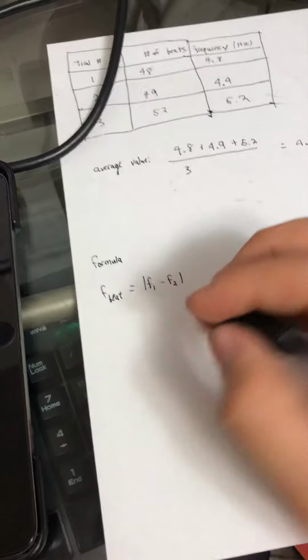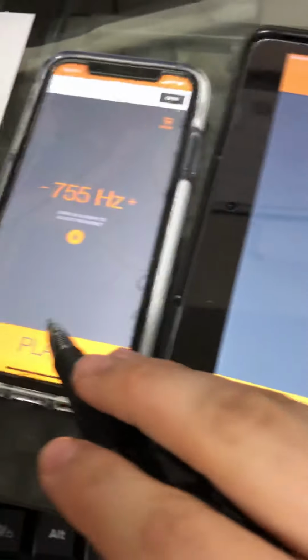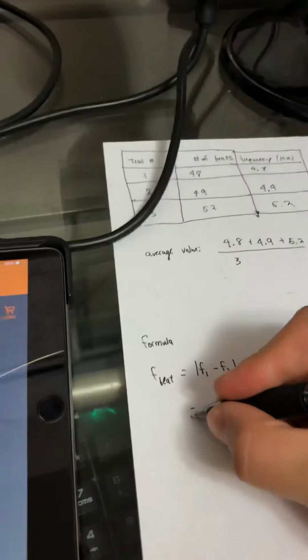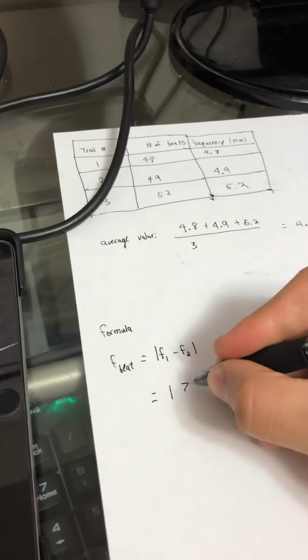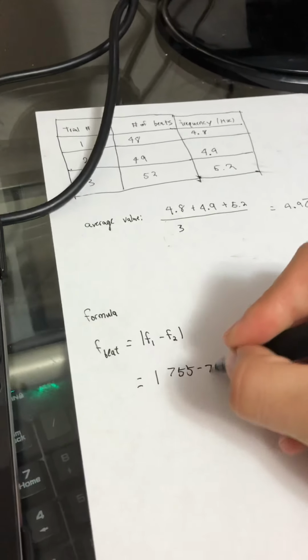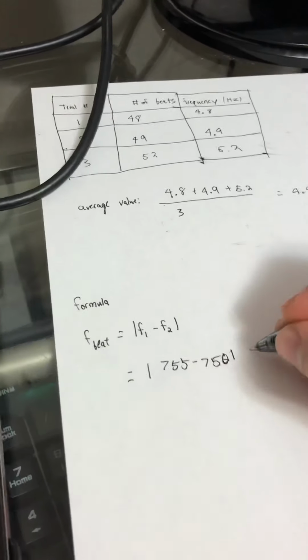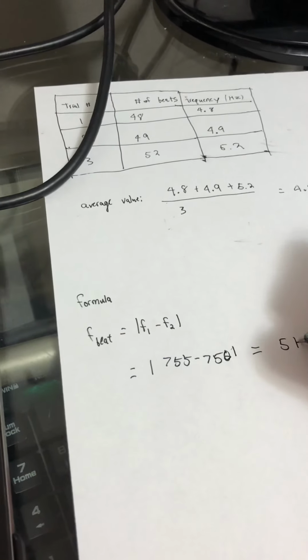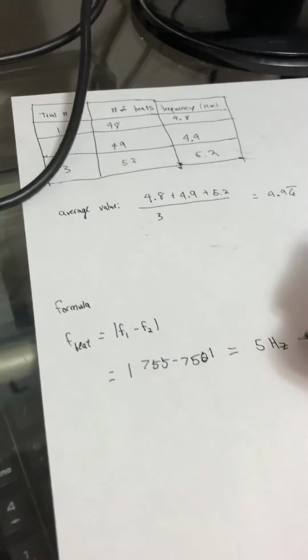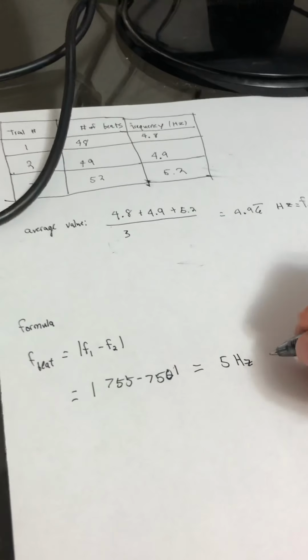Now, the simpler way to do this, I guess, is we could use this formula with f1. I'm going to let that be equal to 755, and then f2 will be equal to 750. So this is just going to be equal to the absolute value of 755 minus 750, which is just going to be 5 hertz as my calculated beat frequency.